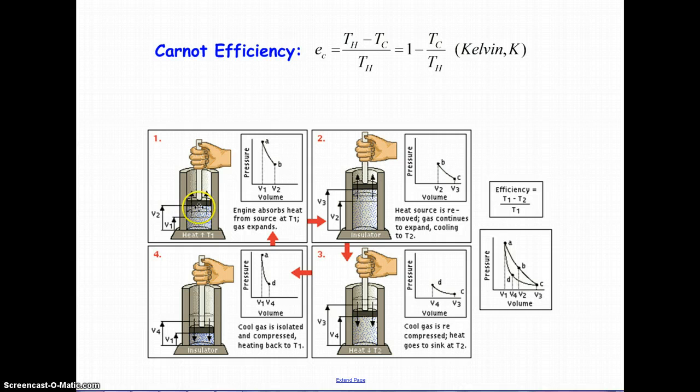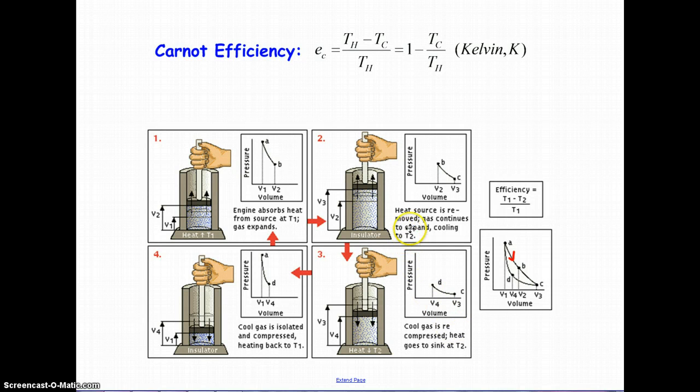The heat engine absorbs heat from a source at temperature T1, and the gas expands. The gas expands from volume V1 to volume V2. This process is shown on the PV diagram as process A to B. And over here, we would draw an arrow showing that it's going from A to B.